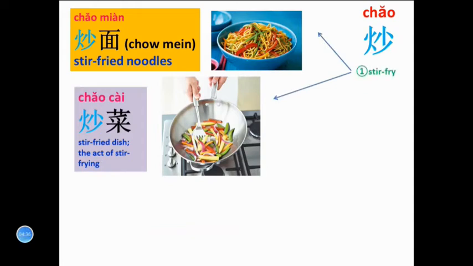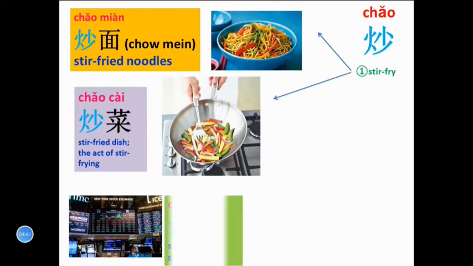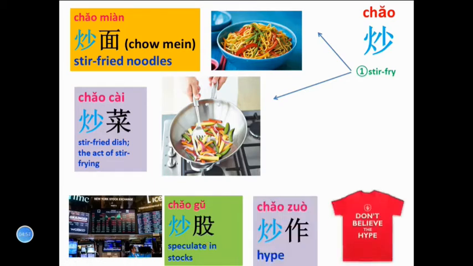On the other hand, this character is often used for its figurative meaning nowadays. For example, 炒股 means to invest or speculate in stocks, as the second character 股 means stocks. And also, 炒作 means a publicity stunt or a media hype. So in these two examples, the character 炒 means to speculate in something.